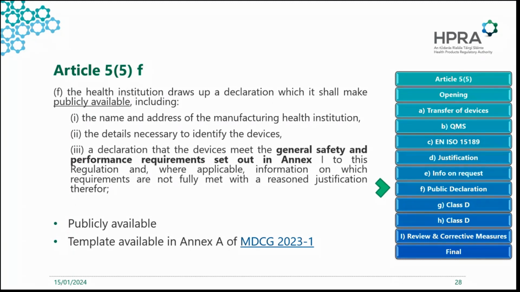So the next point is talking about public declaration. This requirement is that the health institution has to draw up a declaration which it makes publicly available. And there's some core information that's outlined. It should include the name and address of the manufacturing health institution, so who you are and where you're located, the details necessary to identify the in-house devices that you're making, so that it's clear what you're actually producing, and then a declaration that the devices meet the general safety and performance requirements set out in Annex I, and where applicable, information where the requirements are not fully met with a reasoned justification.